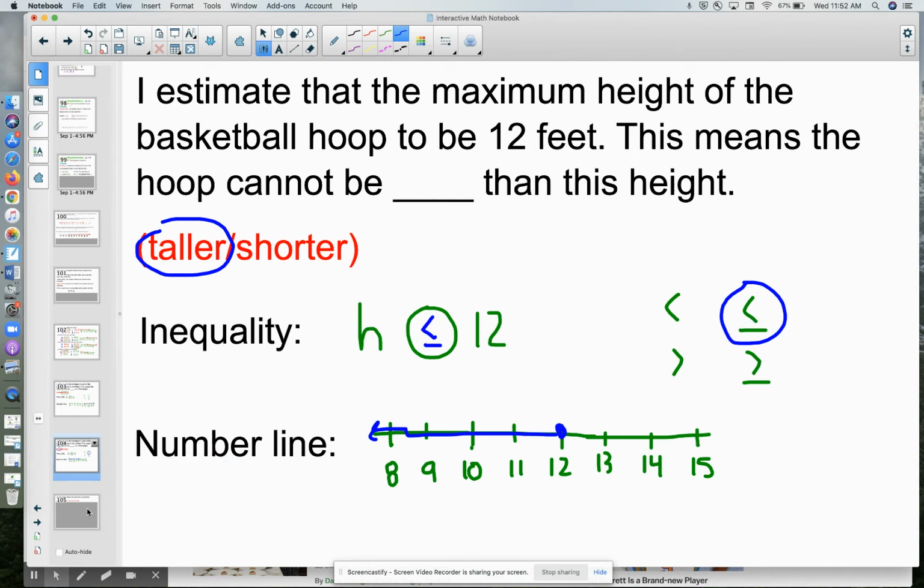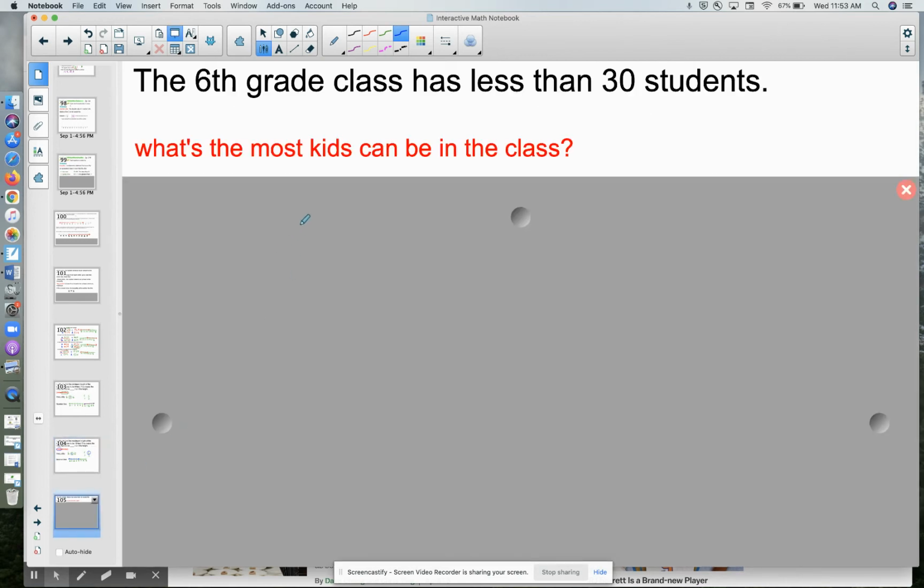These next couple of problems are going to help you with your homework. The 6th grade class has less than 30 students. What's the most kids that can be in the class? Think about it. Pause it, think about it, and once you're ready, unpause it. 29. That's the most kids that can be in the class with less than 30 students.